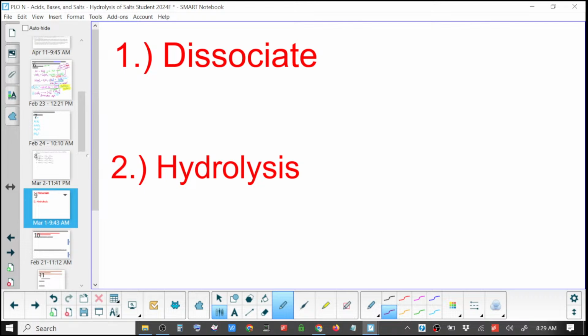Dissociate the following. So the difference between a dissociation and a hydrolysis equation, let's go with x squared, and then do just XY equals X plus Y. Dissociate both of those.